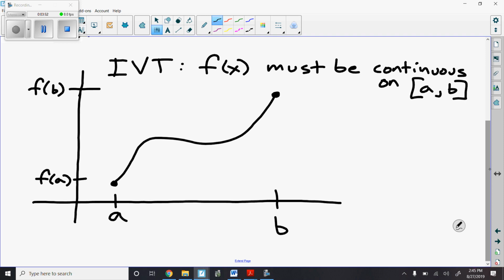So let's say f of A was 2, and f of B was 10. There has to be somewhere between A and B some point, let's call it C, where f of C equals 5, or f of C equals 9, or f of C equals 3. I have to hit every number between my y values of 2 and 10. But let's go back to our letters here.